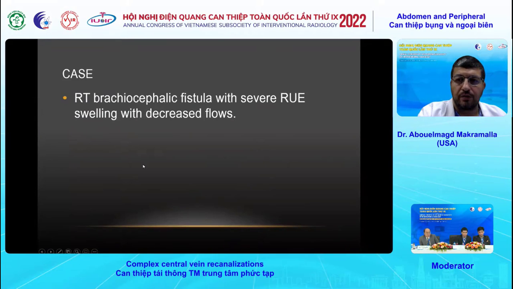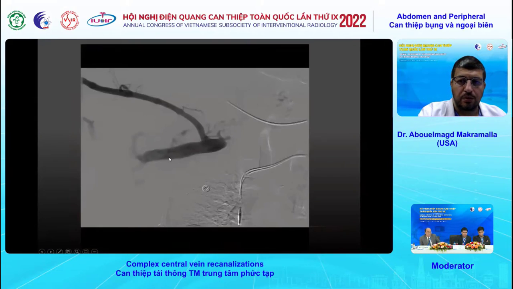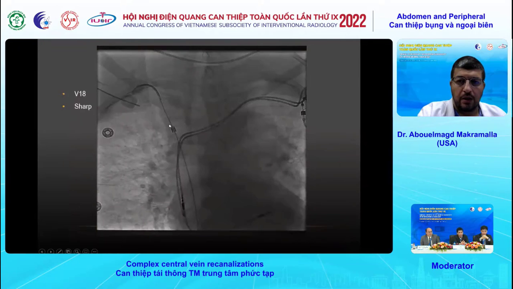This is another right brachiocephalic fistula with severe right upper extremity swelling and decreased flows. As you can see, there's complete occlusion at the level of the junction of the brachiocephalic on the right and the subclavian. And we tried to perform routine regular recanalization using glide wires and catheters. Unfortunately, we couldn't, so we opted to do a sharp recanalization using a V18 wire. The V18 wires, when we cut off the tip, they become very sharp.